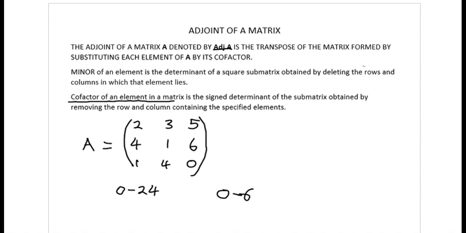Next is 5. I'm going to delete all the elements in the row that contains 5 and the elements in the column that contains 5. I'm supposed to take the product of the principal diagonal first: 4 times 4 is 16, minus the product of the second diagonal, 1 times 1 is 1.